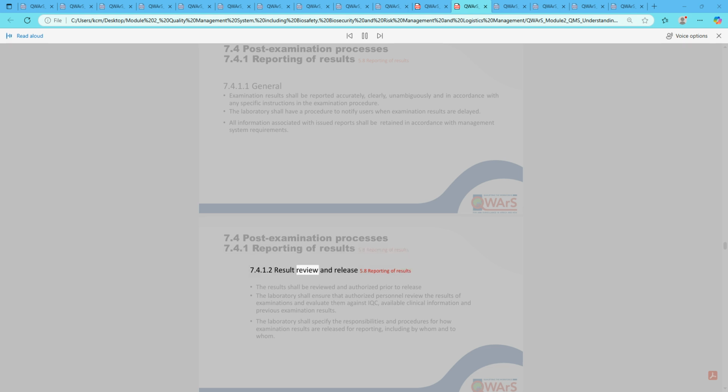7.4.1.2 Result review and release, 5.8 Reporting of results. The results shall be reviewed and authorized prior to release. The laboratory shall ensure that authorized personnel review the results of examinations and evaluate them against IQC, available clinical information and previous examination results. The laboratory shall specify the responsibilities and procedures for how examination results are released for reporting, including by whom and to whom.